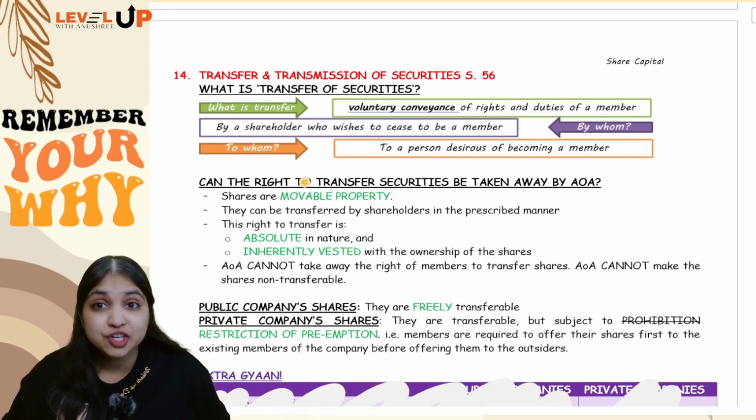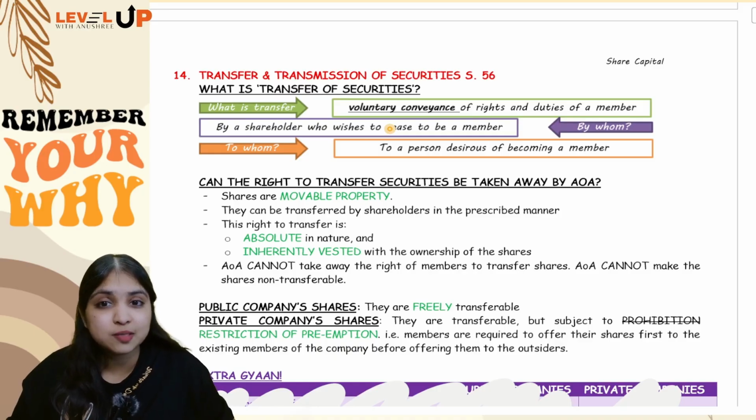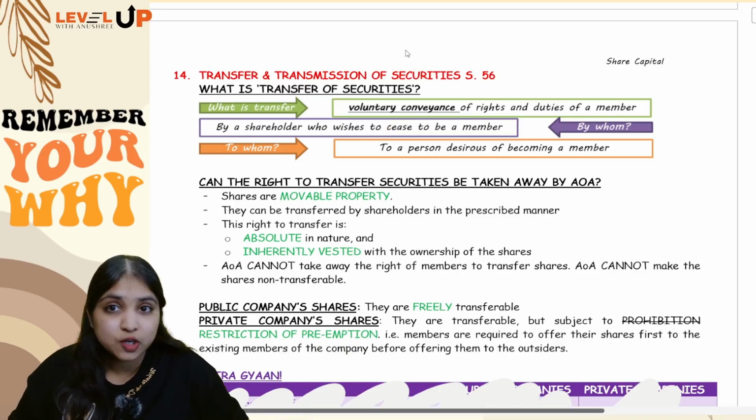So tell me the definition again. Transfer is nothing but a voluntary conveyance of rights and duties of a member by a shareholder who wishes to cease to be a member to a person who is desirous of becoming a member.